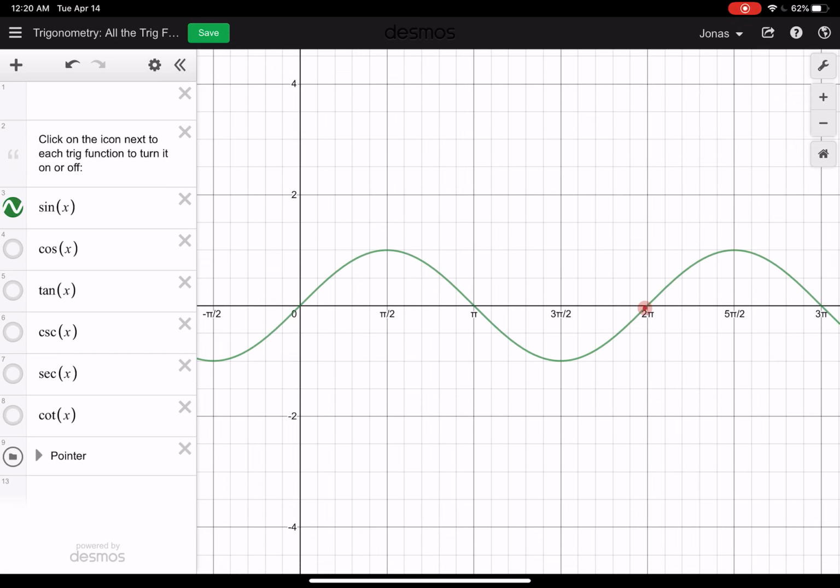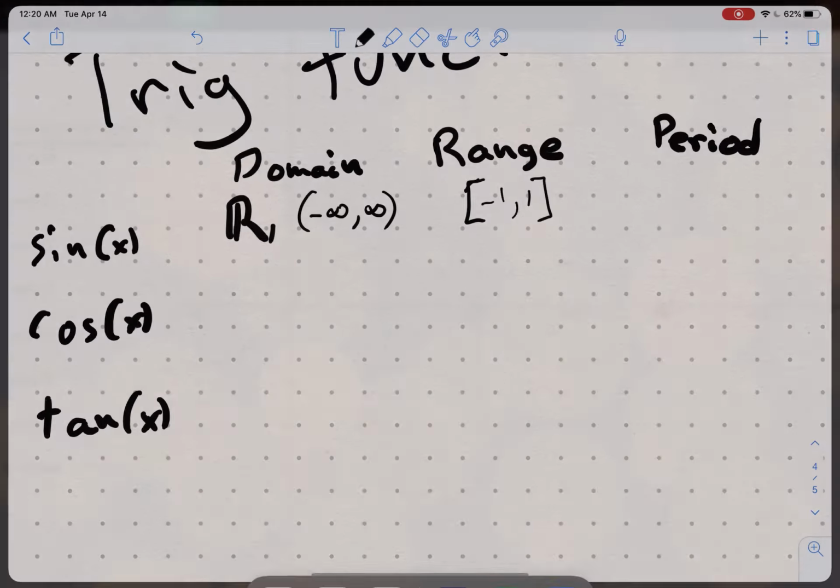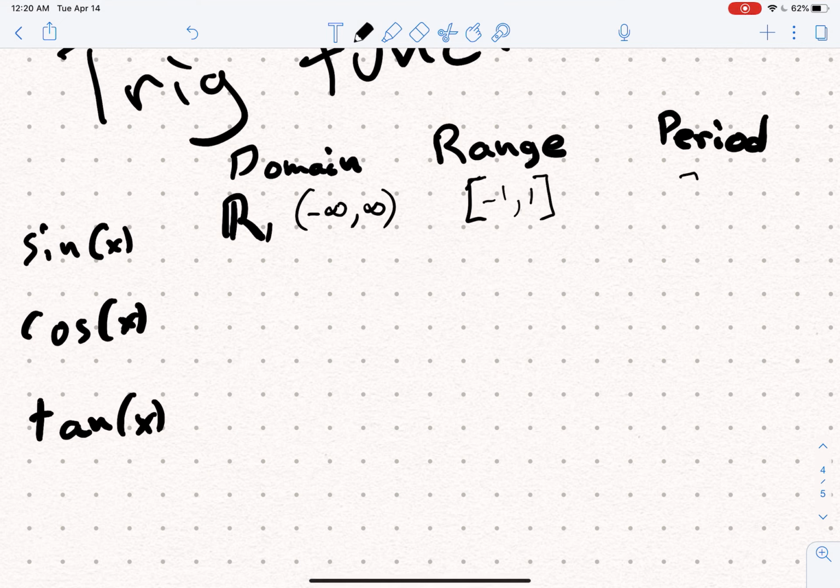And if you think about the unit circle, 2 pi is the angle you reach when you've gone all the way around the circle once, and then you're just ready to go around again. And so from there on, you can sort of see it's going to repeat. This has a period of 2 pi. Let's go ahead and put that into our notes. Period is 2 pi for the sine function.